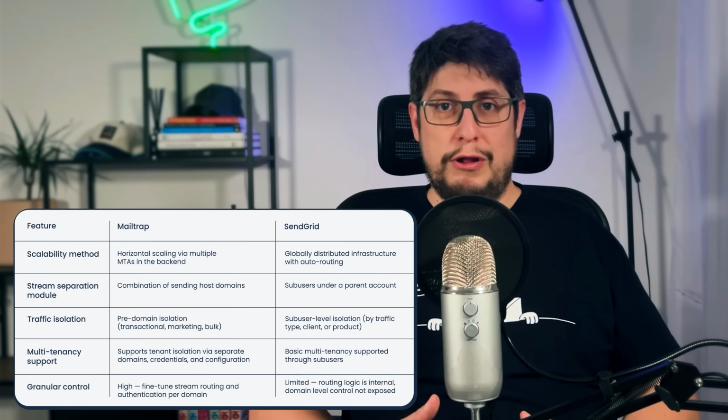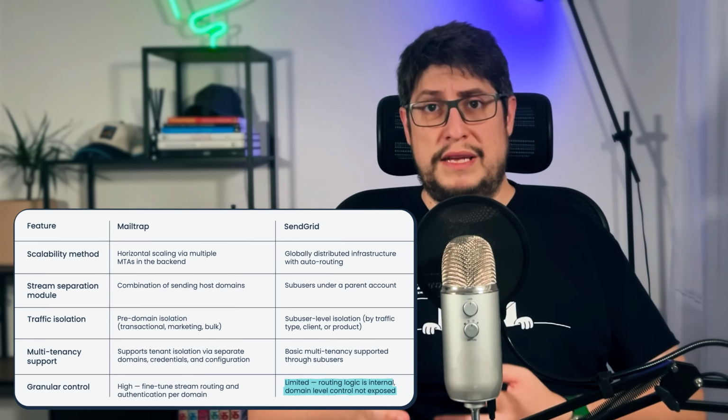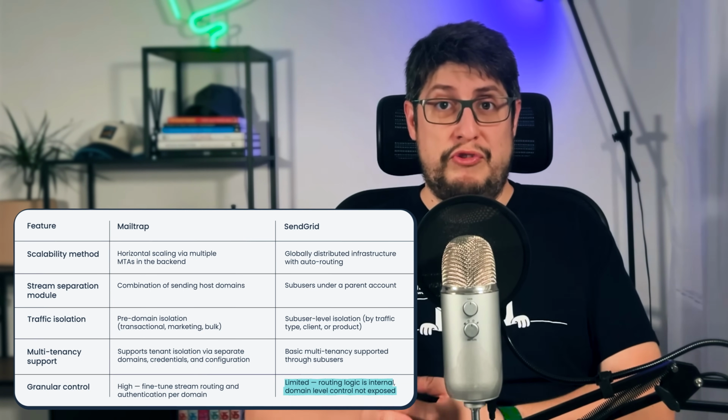And while this model does support multi-tenancy at a structural level, it offers less flexibility for granular stream control or domain-level routing. For simple setups, either Mailtrap or SendGrid can do the job. But as traffic types multiply or tenant complexity increases, Mailtrap's domain-based structure gets more room to grow than SendGrid's more uniform sub-user approach. Beyond routing architecture, another critical difference is analytics.